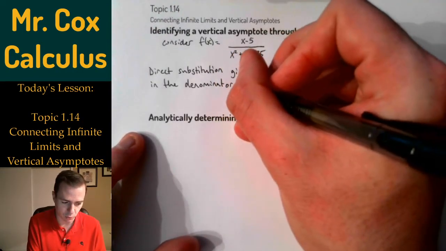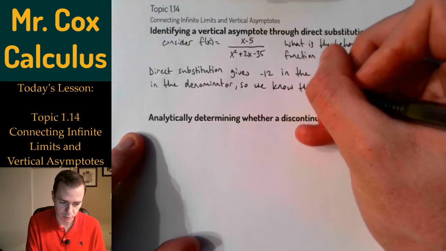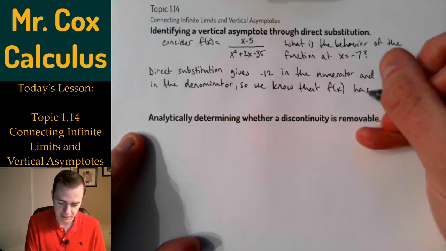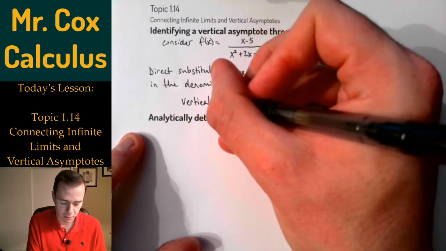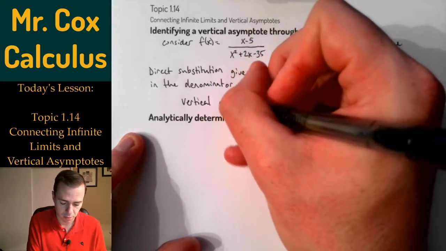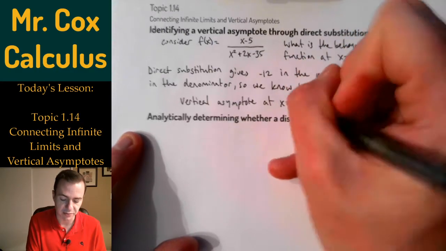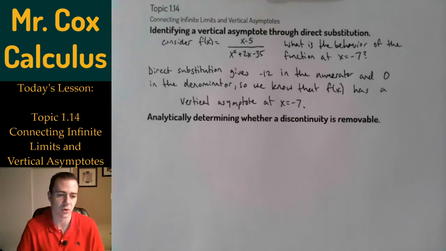And that's enough for us to be able to say that we know that f of x has a vertical asymptote at x equal to -7. This right here articulates the idea of a vertical asymptote.